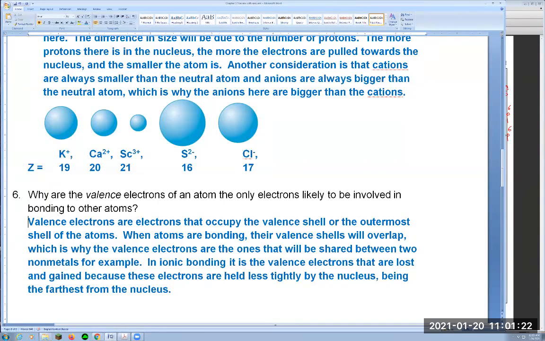So they will be lost more easily, also because they are farther from the nucleus, right? They are held less tightly by the nucleus. So they will be easier to pluck out of a metal, and then they will move into the valence shell of the nonmetal. So that's why valence electrons are the most important electrons. That's what determines the properties of all atoms, actually. This is the single most important thing in bonding.